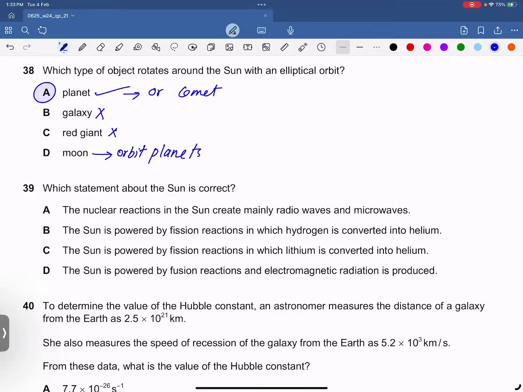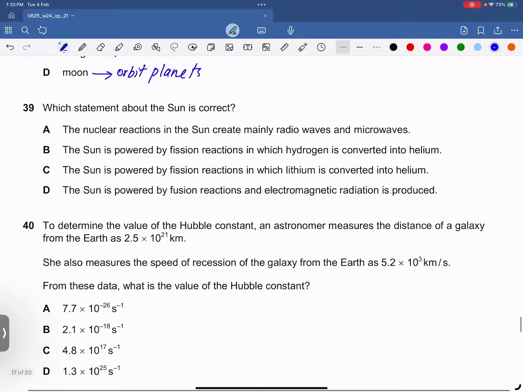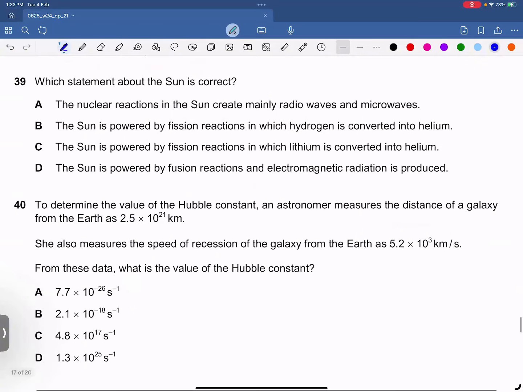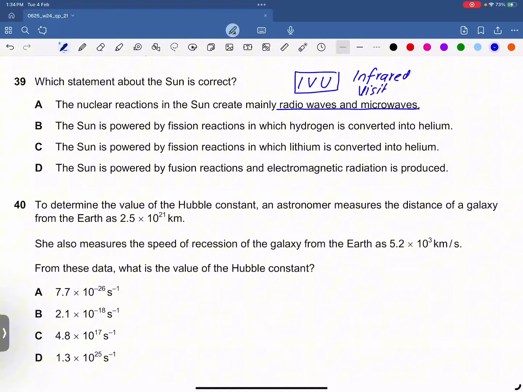Which statement about the sun is correct? Let's read and I'll tell you which statement is right and which one is wrong, my dear students. Nuclear reactions in the sun create mainly radio waves and microwaves? No. They create 3 radiations: I means infrared, V means visible light, and U means ultraviolet. These are the 3 main, so that's why A is wrong.